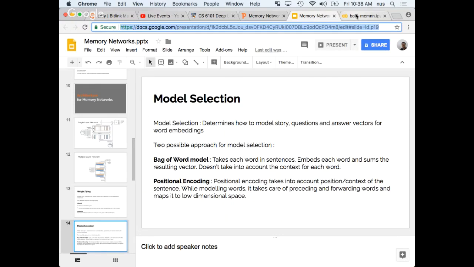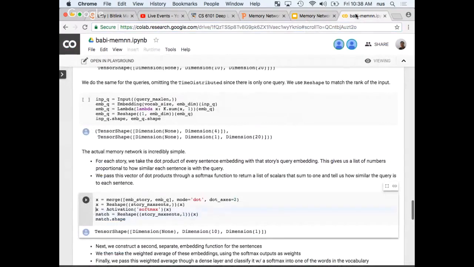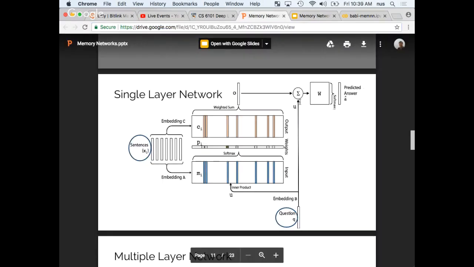So you see how this is implemented over here. We have a merge layer which takes the embeddings of the story, which functions as a memory, appended to the embeddings of the question, and the dot product of both embeddings is taken and subsequently reshaped and applied to a softmax layer. So this corresponds to, I believe, this particular portion of the network.